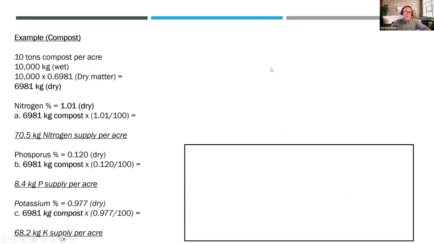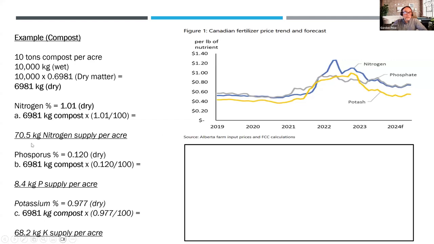So I took the data from one of those composts, and I just took 10 tons of compost per acre, which translates into 10,000 kilos wet. It had just under 70% dry matter, so that resulted in a solids content of just around 7,000, or 6,981 kilograms of dry material, with a percent nitrogen of 1.01%. We get 70.5 kilos of nitrogen supply per acre, and doing the same for phosphorus at 0.12% dry, and for potassium 0.977% dry, I calculate 8.4 kilos of phosphorus supply per acre and 68.2 kilograms of potassium supply per acre.